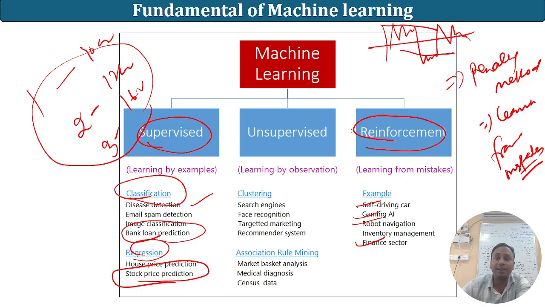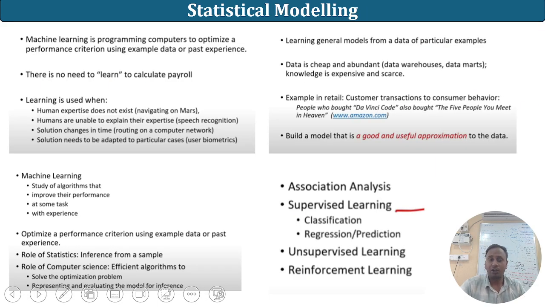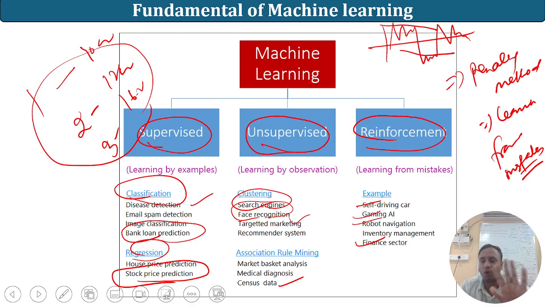And if we talk about examples of unsupervised learning, we have search engine, face recognition, targeting, masking, or association rule mining. That's called market-basket analysis. That's called sensor data and all. So that comes under unsupervised because we don't have categorized data. Okay, so this is the whole part of that.